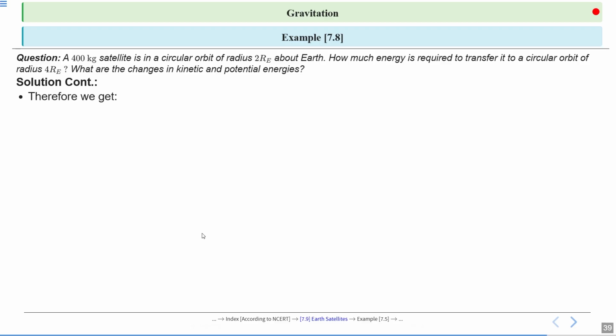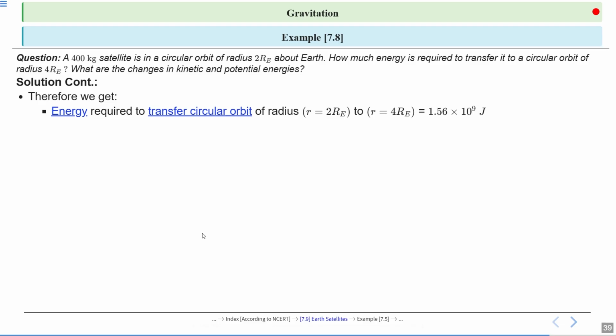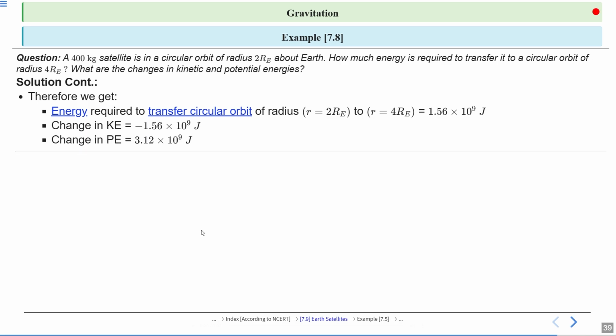Therefore, we get the energy required to transfer from a circular orbit of radius r equal to 2Rₑ to r equal to 4Rₑ. So just put the values and calculate the energy. The change in energy is equal to minus the change in kinetic energy, which is 1.56 × 10^9 joule, and the change in potential energy is equal to 3.12 × 10^9 joule.